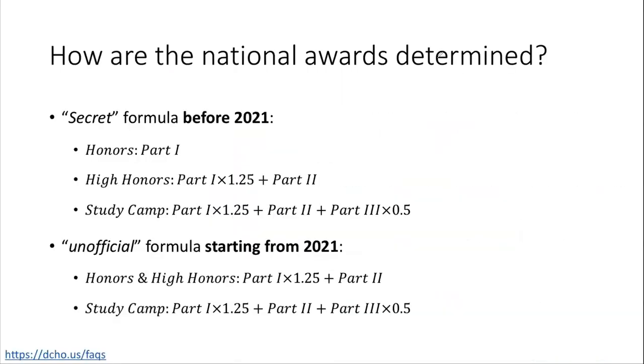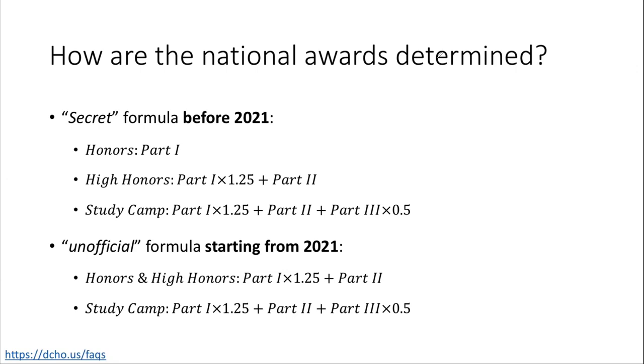And also, how are the national awards determined? We never get any official information or conclusion from the website, but we all believe there is some formula used by the USNCO. So before 2021, the equations are here. You guys can have a look. It's pretty interesting. They use a very different way to determine the honors, high honors, and the study camp, right? In Part 1, the original score is 60. After you multiply by 1.25, it is 75 points.